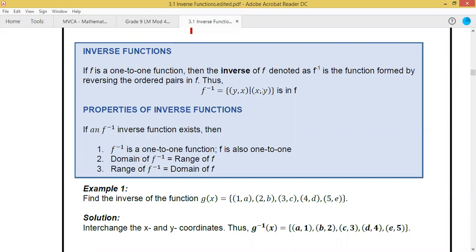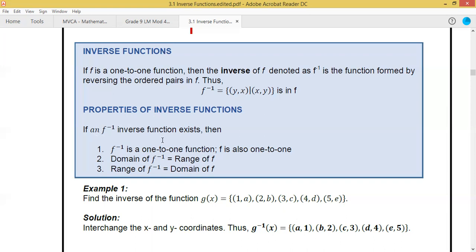If the original function is x and y, its inverse is simply interchanging the values of x and y. It becomes y and x. And here are some properties.